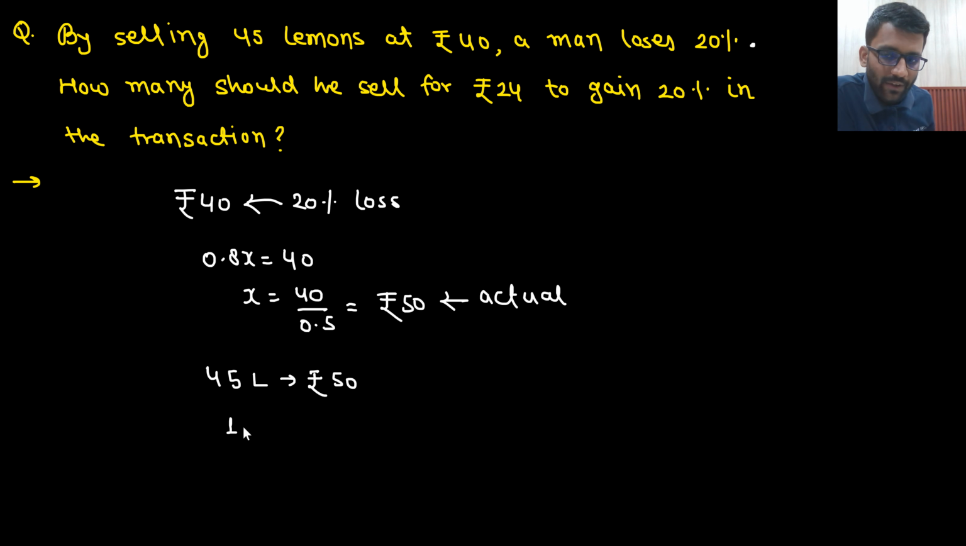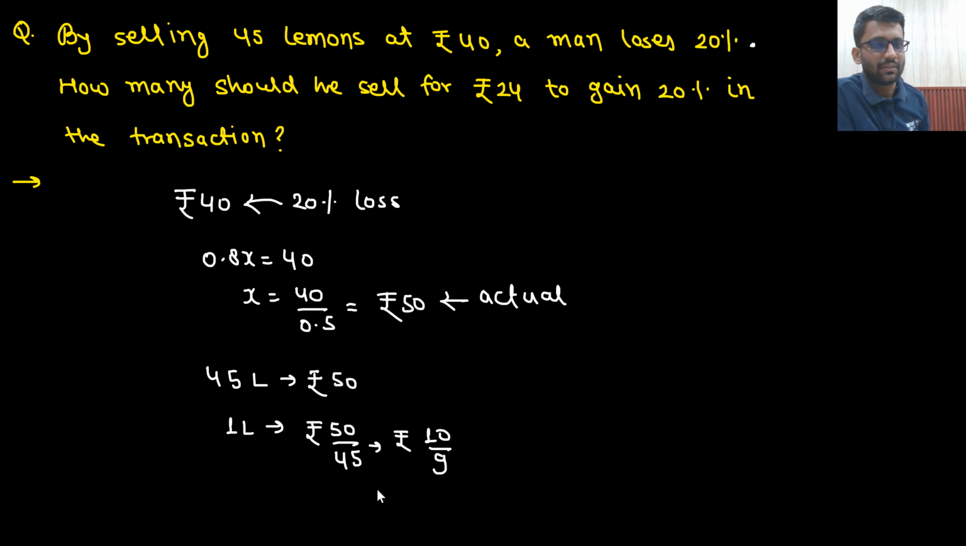That means he would get one lemon in 50 by 45, that is 10 by 9 rupees, right? Till now, is this clear or not? He got 40 rupees, which was after 20% loss, so the actual price was 50 rupees for 45 lemons. That means the price of one lemon was 10 by 9 rupees.